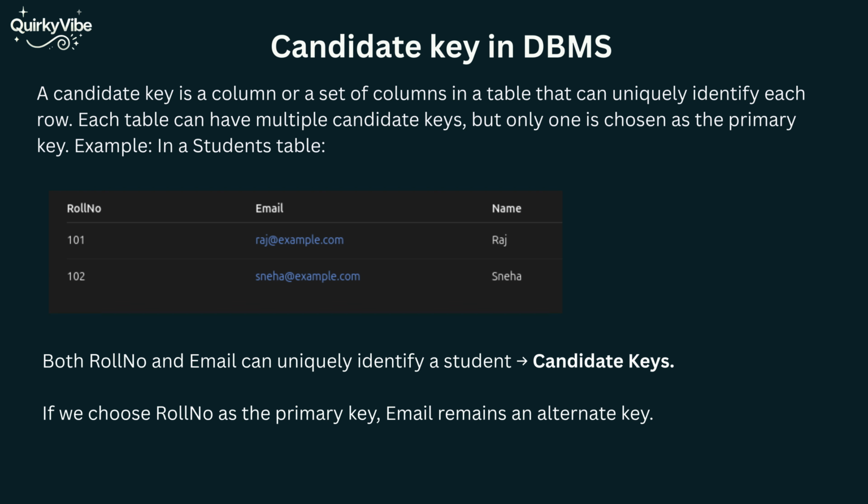For example, in a student's table we have 3 columns: roll number, email and name. So in this table both roll number and email can uniquely identify a student. It means both email and roll number are candidate keys. If we choose roll number as the primary key, email remains an alternate key.